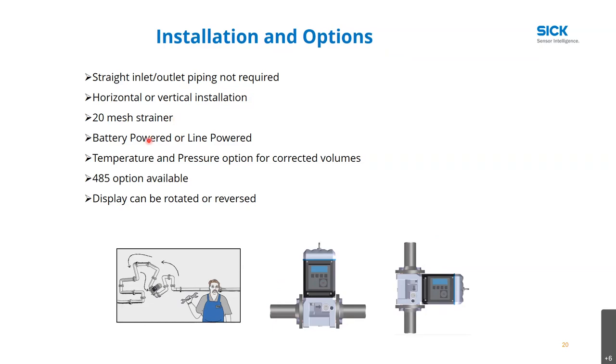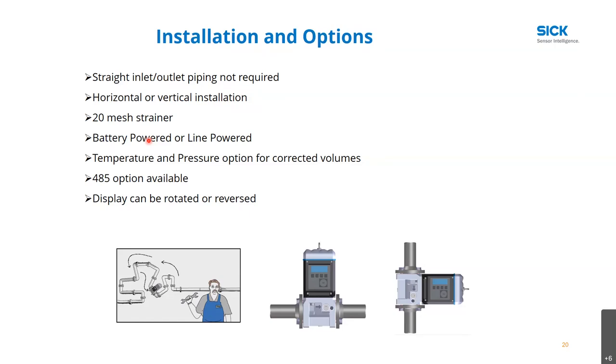One of the nice things about this meter is that it can be battery powered or line powered. Inside the 500 meter, there are two battery packs. Each battery pack can last anywhere from 3 to 4 years, depending on how many times you turn the display on. It runs off one battery pack, and once that pack is depleted, it switches over to the second battery pack, which gives you time to replace the initial battery pack that has become depleted.